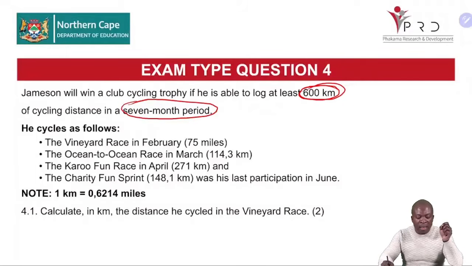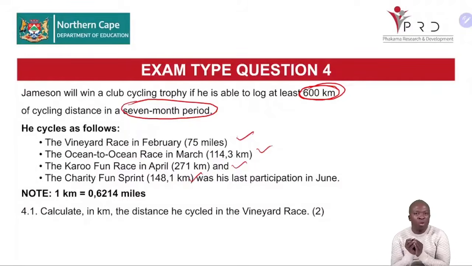This is how he cycles. The Vineyard race in February was 75 miles. The ocean to ocean race in March was 114 kilometers. The Karoo Fun race in April was 271 kilometers. And then the Charity Fun Spirit was 148.1 kilometers. That was his last race in June. So yes, he has been racing in the period of 7 months.